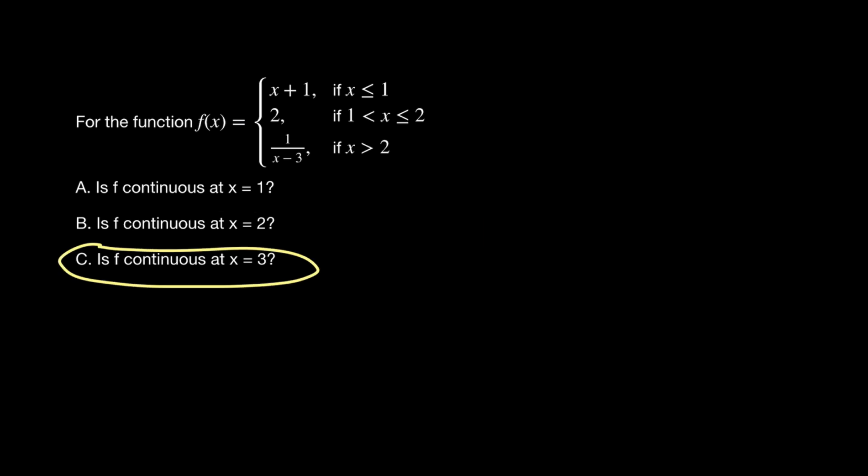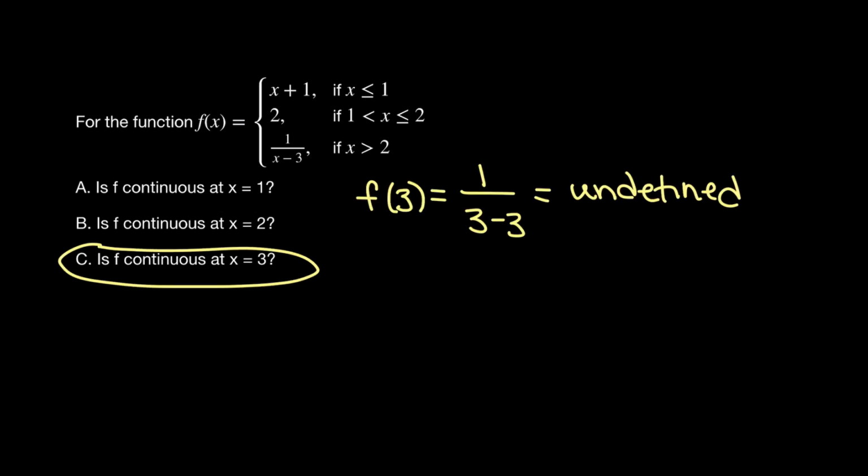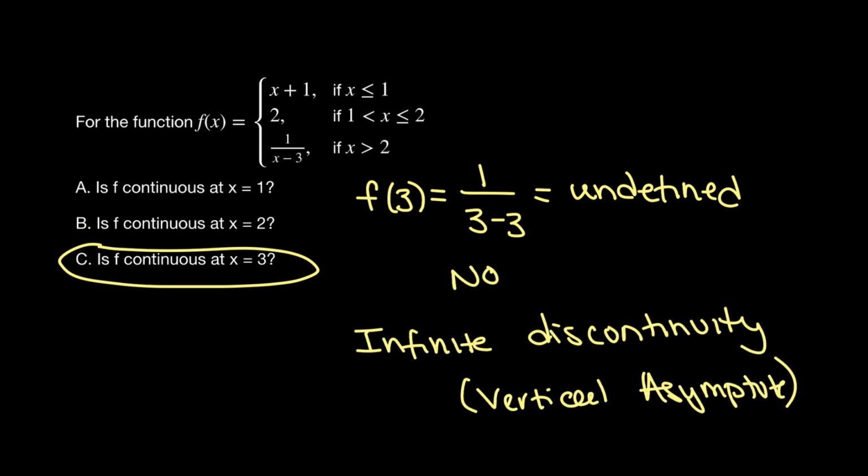Finally, let's see what's happening at x equals 3. So I'm going to start by plugging 3 in. If x is 3, that's bigger than 2, so we use the bottom definition. 1 divided by 3 minus 3, well, that's 1 divided by 0, and that's undefined. We can't divide by 0. And so as soon as I realize that my function is undefined at x equals 3, I can stop and say, no, this function is not continuous at x equals 3.